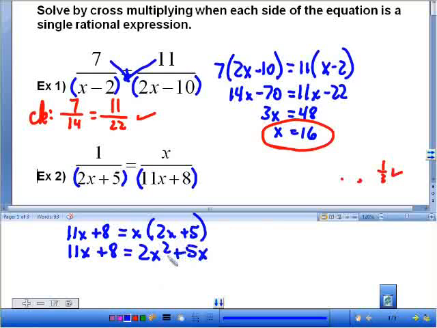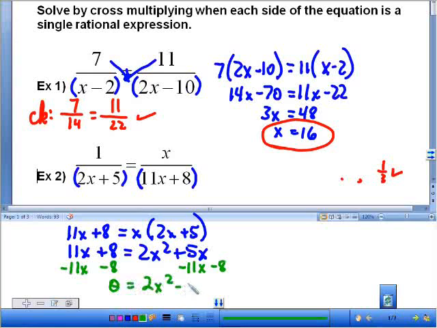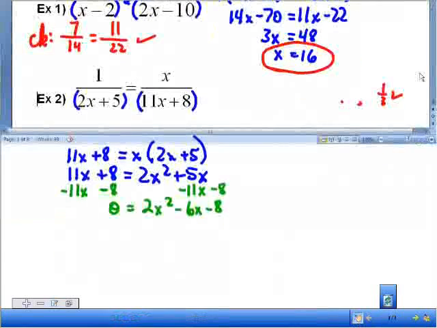Since we see an x squared on one side, we probably are going to end up with something that we can factor and come out with two answers possibly. So let's subtract everything from one side and subtract it from the other side, so that we are going to have 0 on one side and a quadratic on the other side. 2x squared minus 6x minus 8. Now we see that we have something that we can factor.